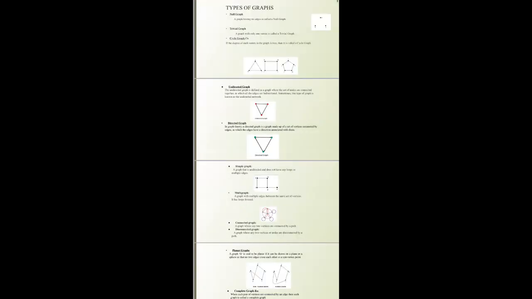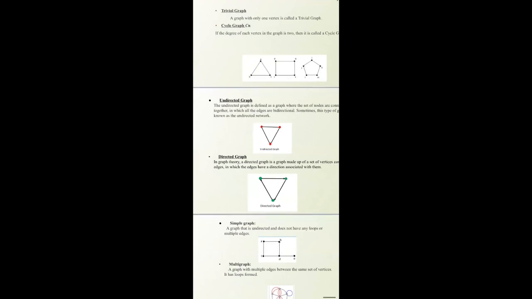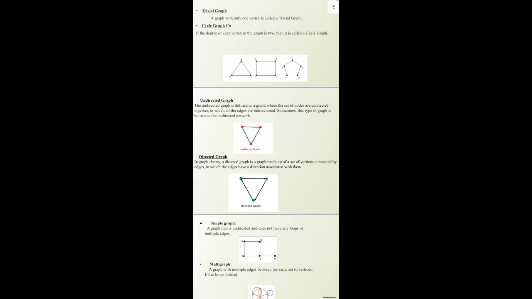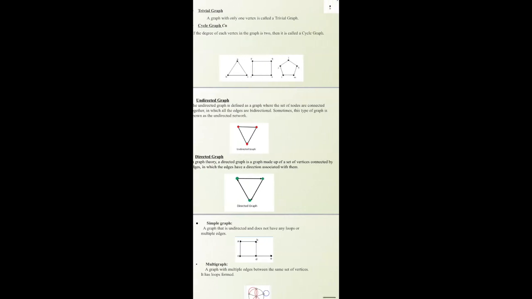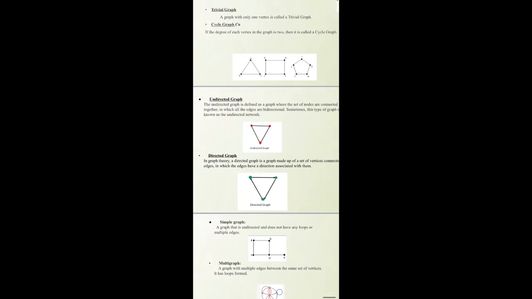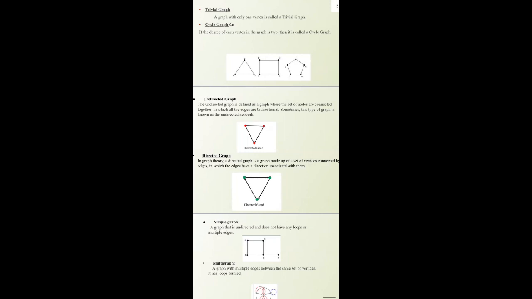Now I will move towards undirected graphs and directed graphs. An undirected graph is a graph where the set of nodes are connected together and all the edges are bidirectional. Sometimes this type of graph is known as an undirected graph.